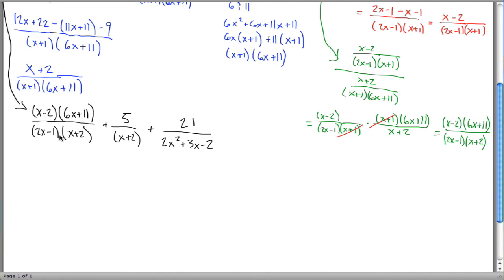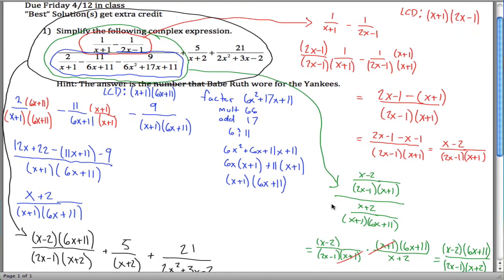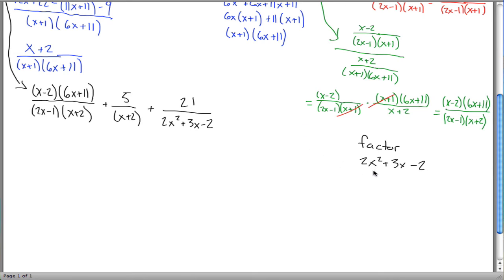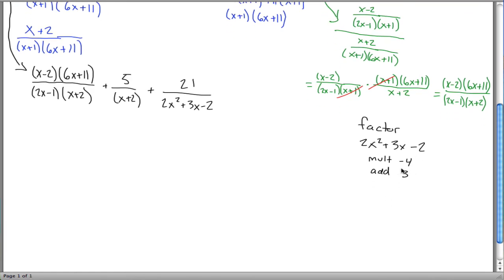So if we're going to find a least common denominator and put these all together, we better factor this guy out. So we're kind of repeating steps. Factor 2x squared plus 3x minus 2. Have we done that yet? I don't believe we've done that yet. So let's do it now. Factor this out. Leading coefficient's not a 1, so we need to find two numbers that multiply to negative 4 and add to positive 3. The negative 4 being this 2 times this negative 2. The two numbers that do that are, what, 4 and negative 1?